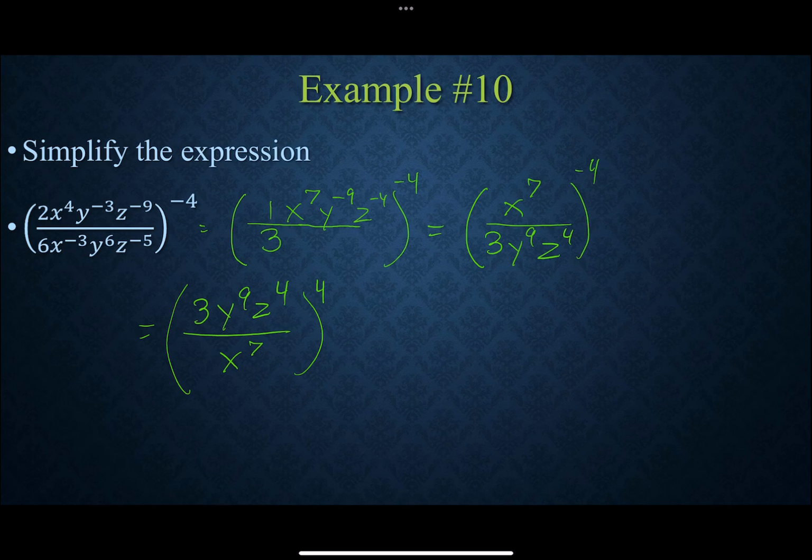Now I have absolutely no negatives in the problem in the slightest. 3 to the 4th is 81. 9 times 4 is 36. 4 times 4 is 16. 7 times 4 is 28.